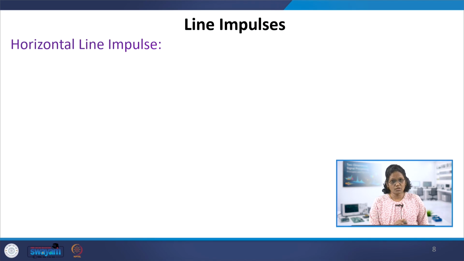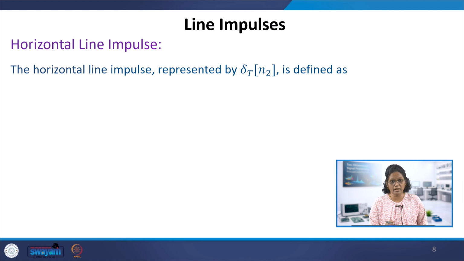And if we take the horizontal line impulse, the one which we had seen, del of n1, is the vertical impulse, and then the horizontal line impulse is represented by del t of n2.